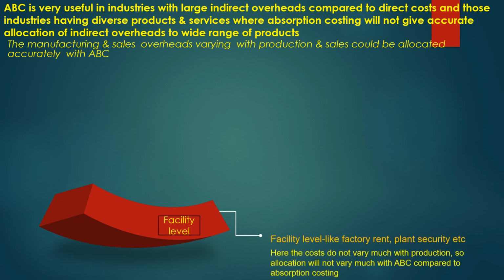Facility level costs, like factory rent, plant security, etc. Here the costs do not vary much with production, so allocation will not vary much with ABC compared to absorption costing.